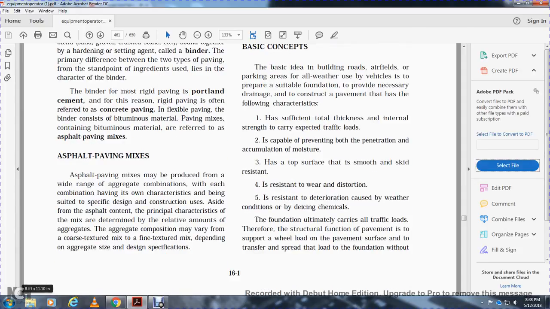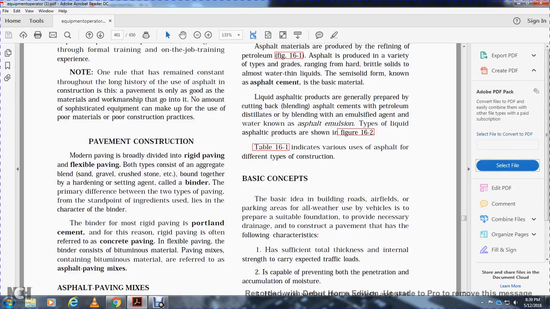Asphalt paving mixes may be produced from a range of aggregate combinations, each of which has its own characteristics, being suited to specific design and construction uses, along with the asphalt content. The physical characteristics of the mix are determined by the relative amounts of the aggregate. The aggregate composition may vary, depending on whether a coarse-textured or fine-textured mix is used, according to the design specifications.